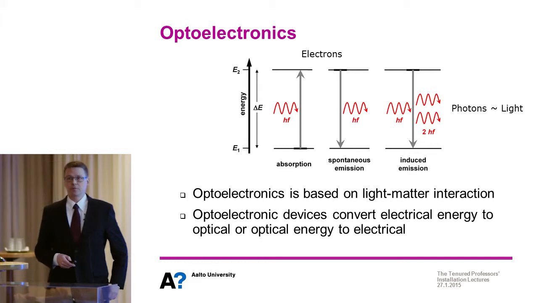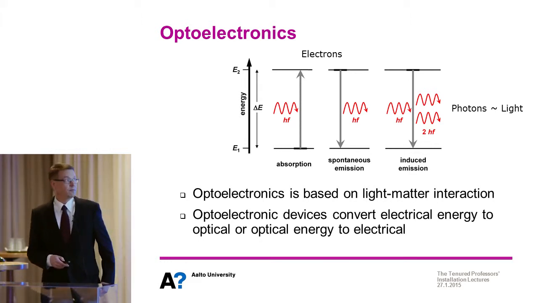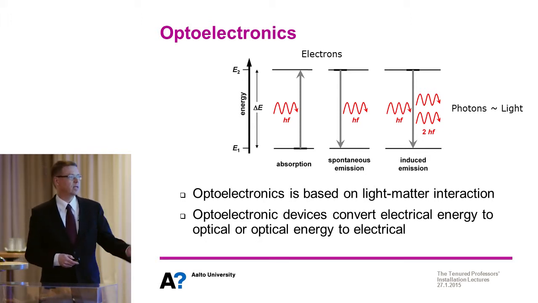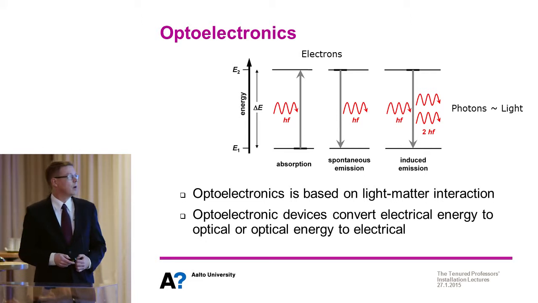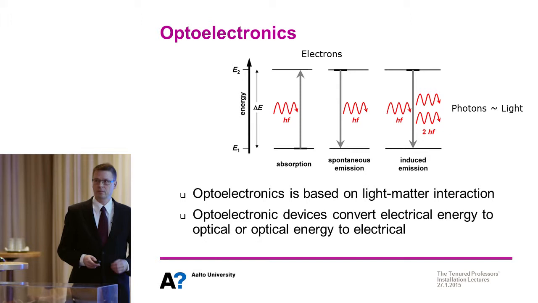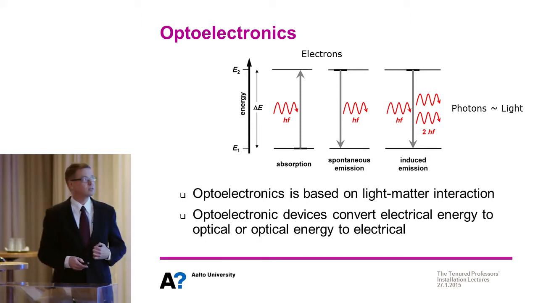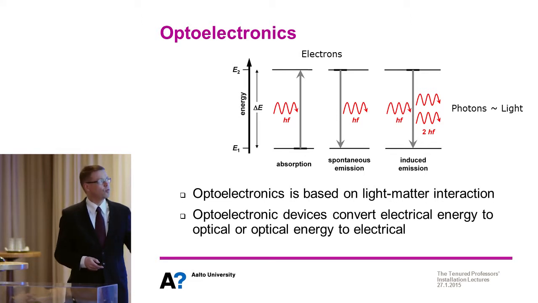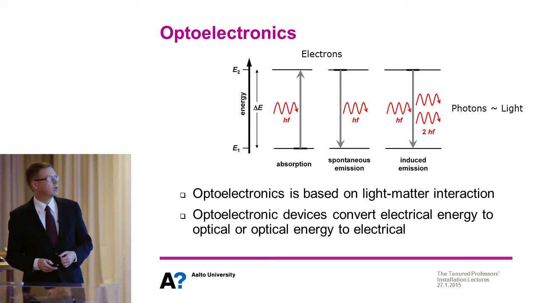So in optoelectronics, we have to go a little bit into physics. There are three processes by which light and matter interact. Here we have absorption. As you know, light consists of photons, quanta of light. So a photon can be absorbed to produce excited electrons.